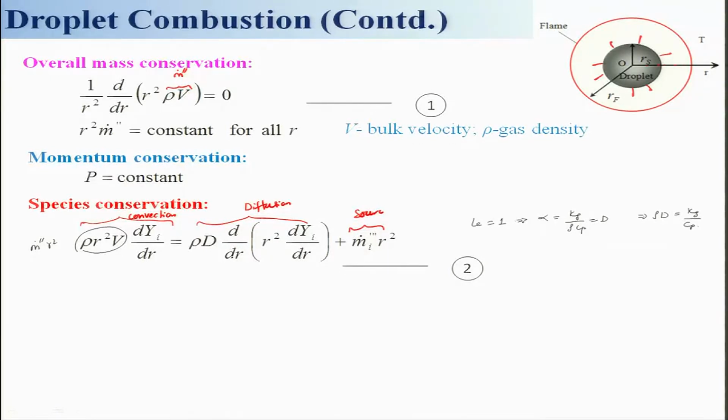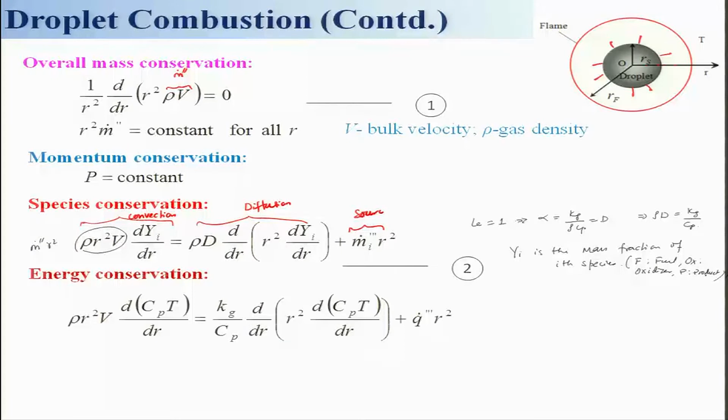And as I told earlier, Y_i is the mass fraction of the ith species. Ith species means it can be fuel, it can be oxidizer, it can be product. Like we will write F for fuel, O for oxidizer, and P for product.